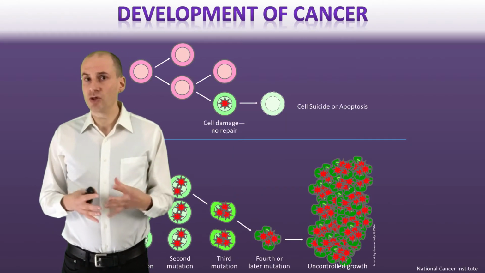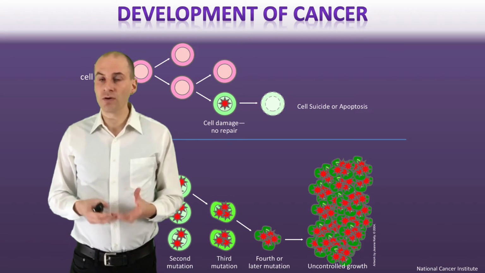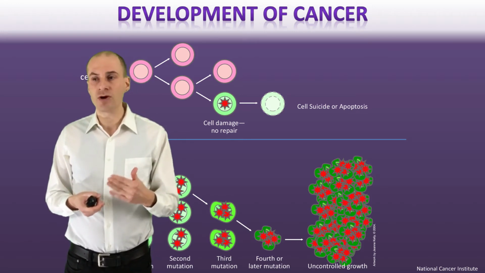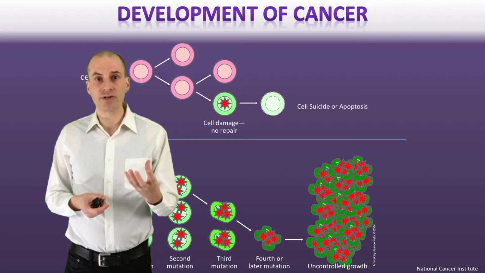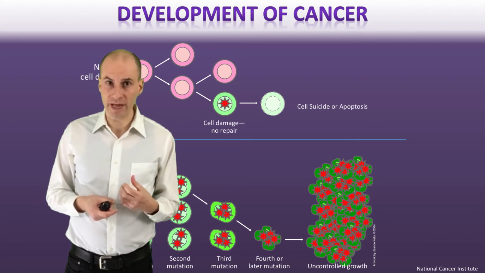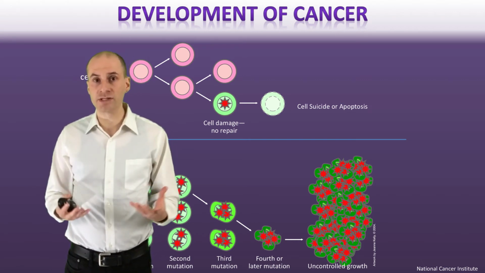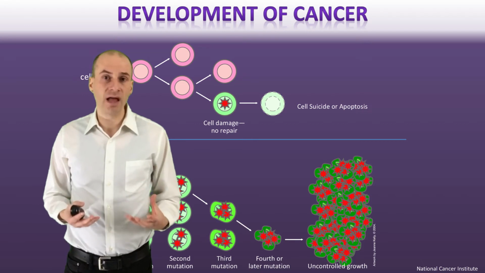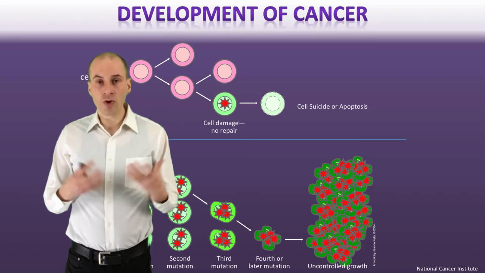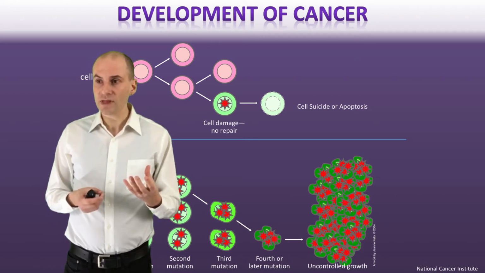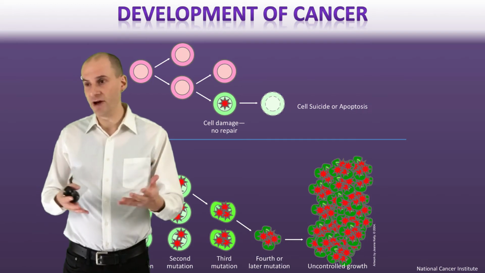So what does cancer look like? How does it actually occur? Well, at the top here, you'll see the normal cell division, okay? It's normal that cells divide. That's part of how we stay alive, right? So in normal cell division, cells will divide and divide and divide.